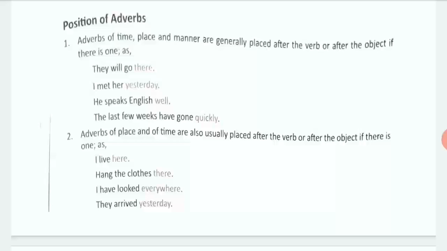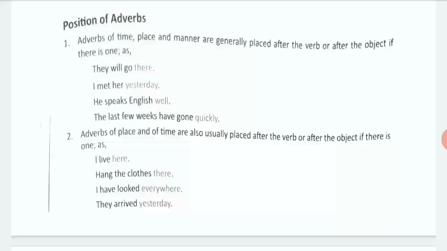For example, they will go there. Now over here, adverb of place has been placed just after the verb will go. I met her yesterday. Now over here in this sentence you can very well see met is the verb, her is the object, right? And it has been placed right after the object, adverb of time, that is yesterday.